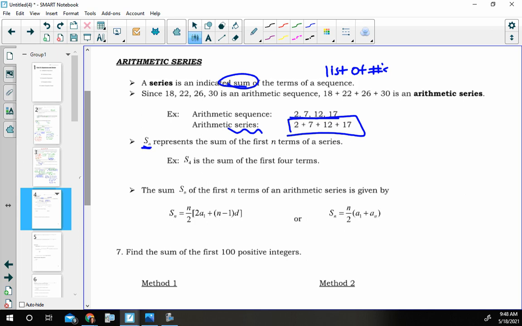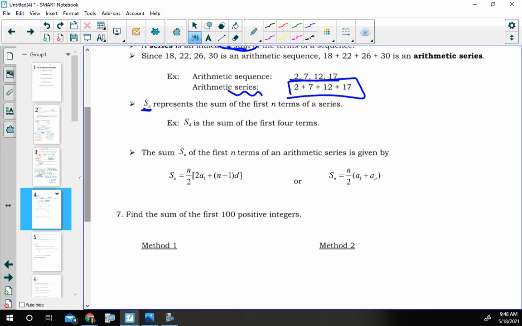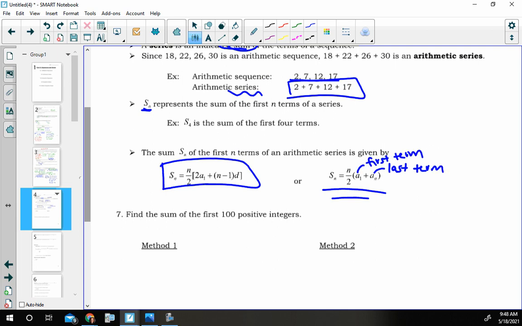Okay, so the sum S of n of the first n terms of an arithmetic sequence is given by this. So here is our general formula. We're going to use this one. S of n is equal to n divided by 2 times A sub 1 plus A sub n. A sub n is my last term, as I referenced in our sequence. This is my first term. This is my nth term, or my number of terms.